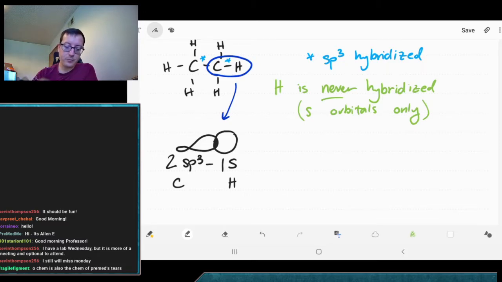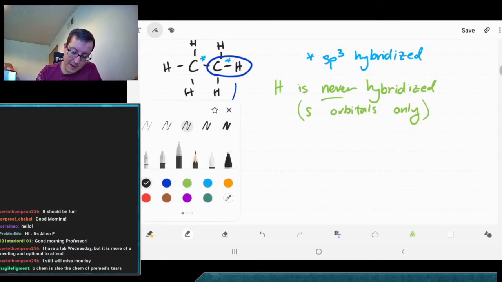So we're going to see that the orbitals involved there for this particular bond are, for carbon, we have a 2 sp3 orbital, 2 being that it's in that period 2, and then we have the 1s orbital of hydrogen involved there, overlapping to make that single bond.